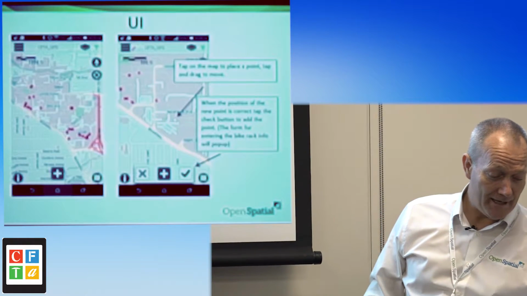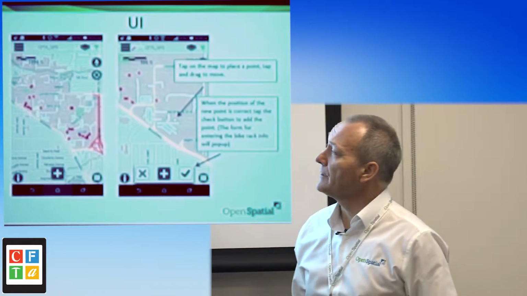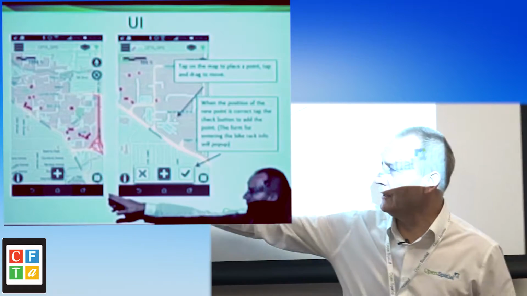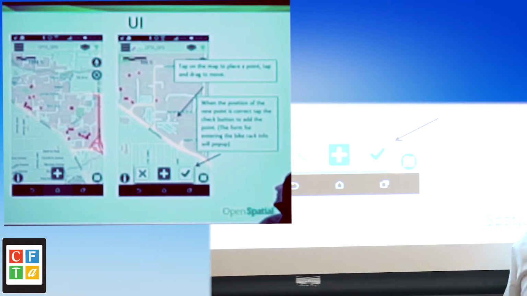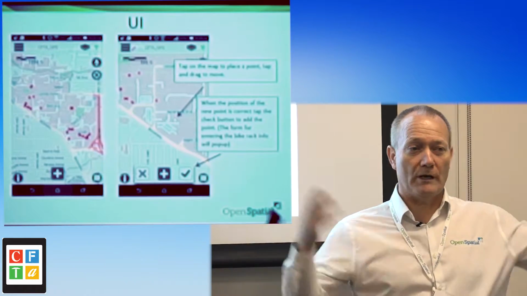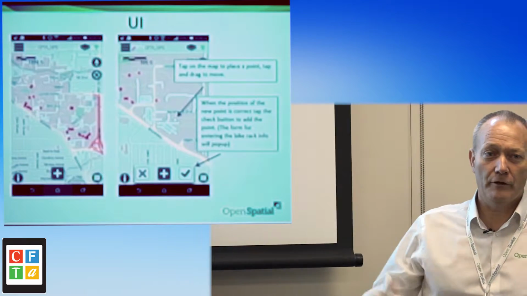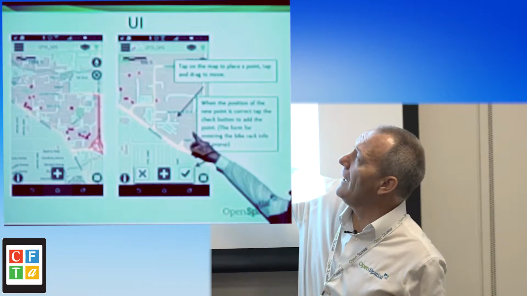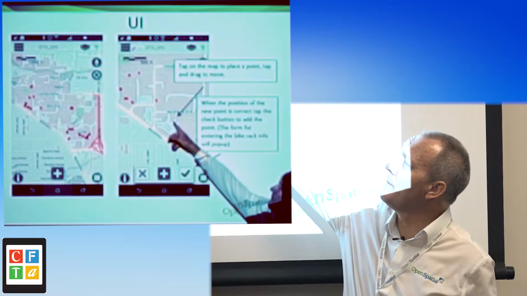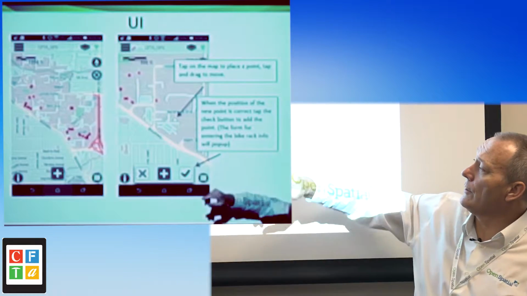So to add data, let's just walk through the user interface. To add data, you literally just click the plus button. The first thing it's going to do is ask you what kind of feature you're trying to capture. So if you choose bike racks, you can then either tap on the screen or you can just hit plus again.